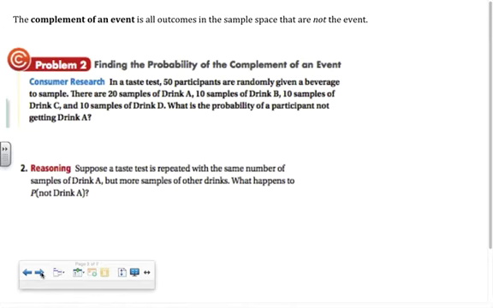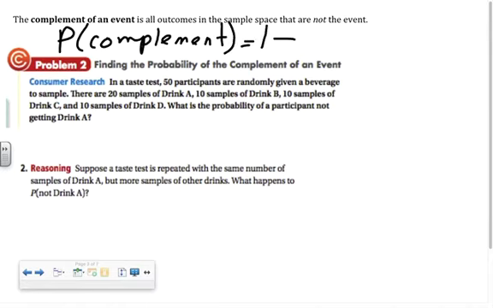The complement of an event is basically all of the outcomes except the event. So it should make sense that the probability of the complement would be 1 minus the probability of the event. So sometimes this gives us a helpful tool for finding the probability of an event.